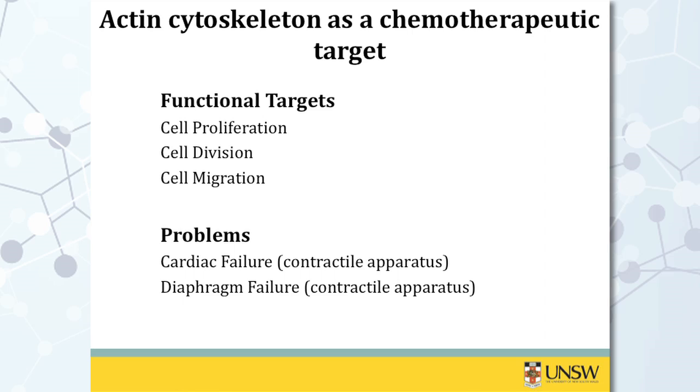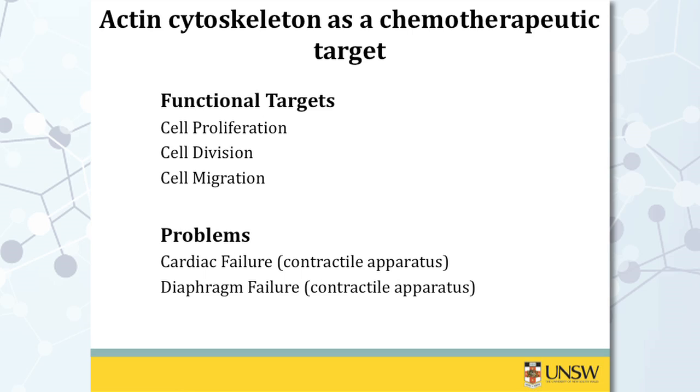So let's start at the beginning, and the beginning is, what's the basis for the architecture of cells? And the answer is the actin cytoskeleton. It creates structures that allow cells to fine-tune their overall architecture. And so it always seemed very obvious to take after the actin cytoskeleton as a potential chemotherapy target.